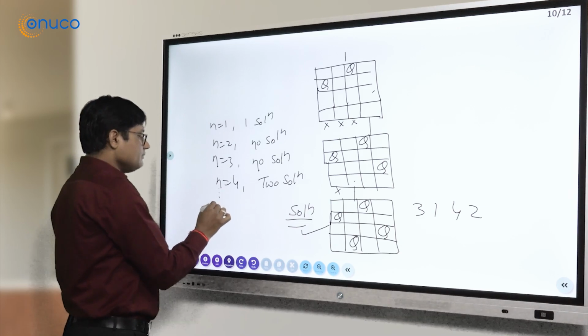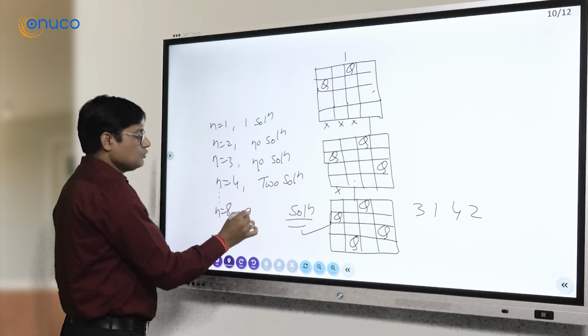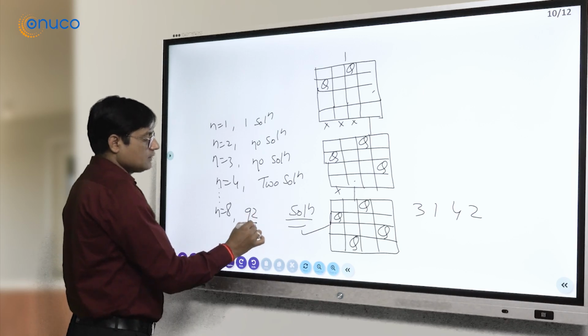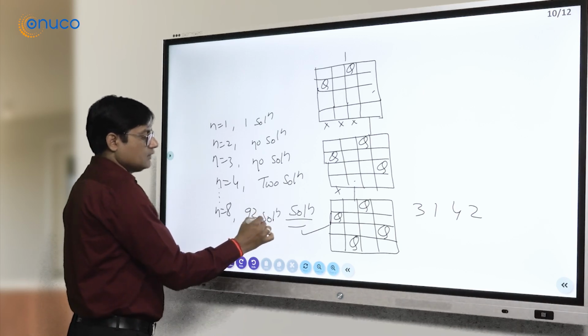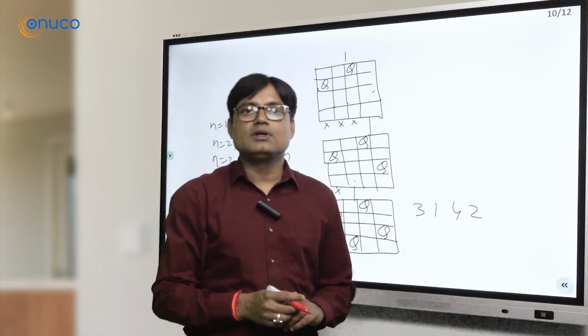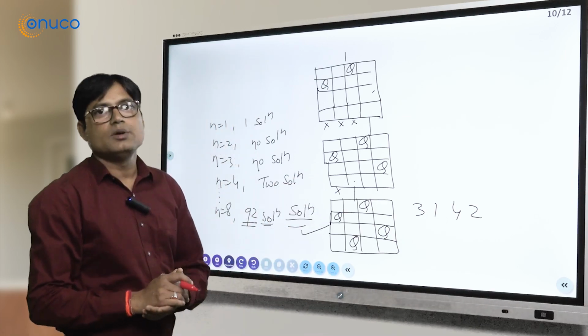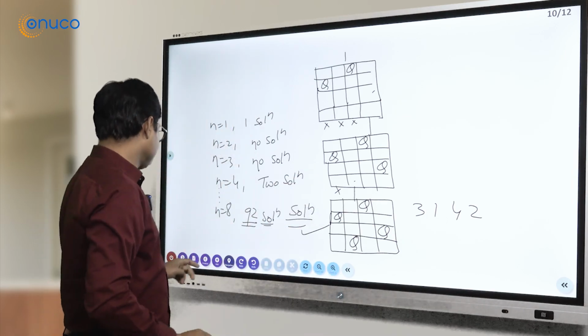Remember that similarly, if you try for n is equal to 8, we will be getting 92 different solutions. How many solutions will we get? 92 solutions. It means there are 92 different ways to place the 8 queens on an 8 by 8 chessboard. But in exams, they will ask you up to a 4 by 4 chessboard.